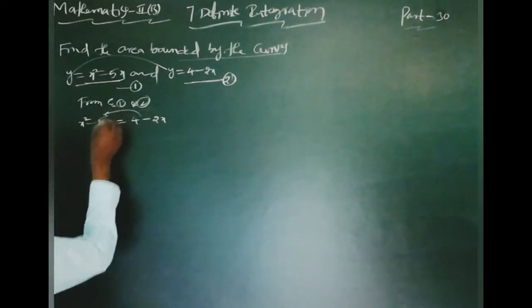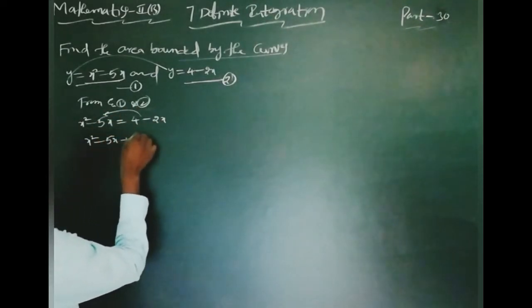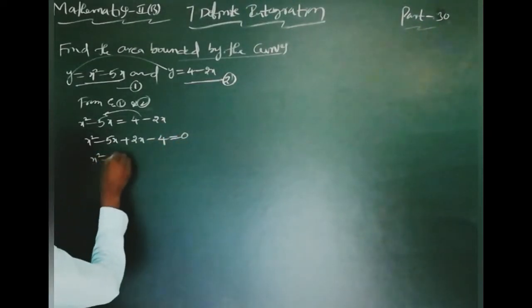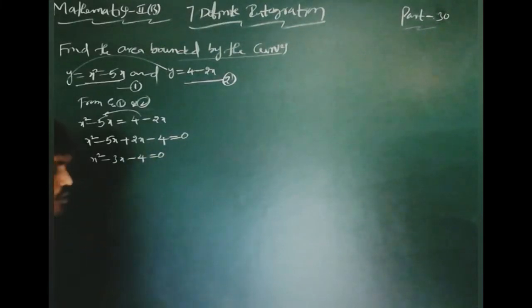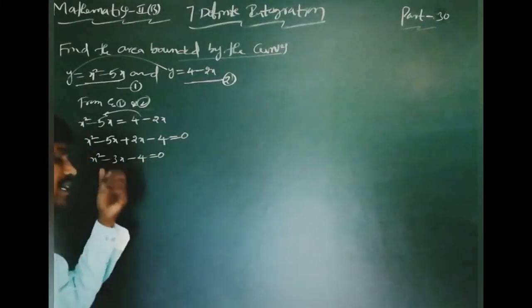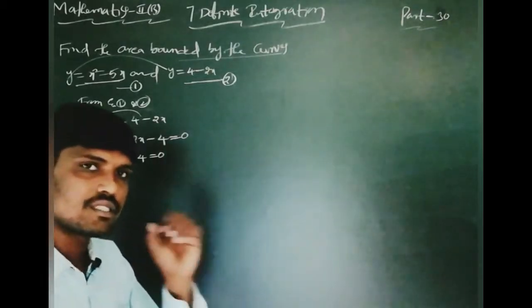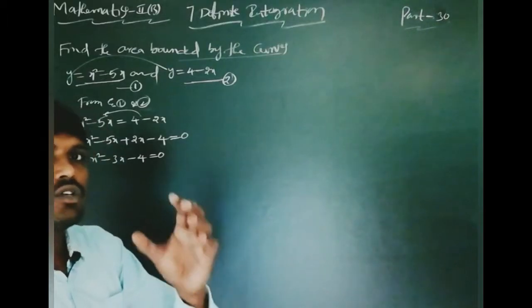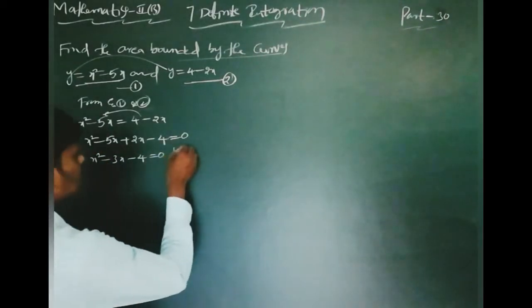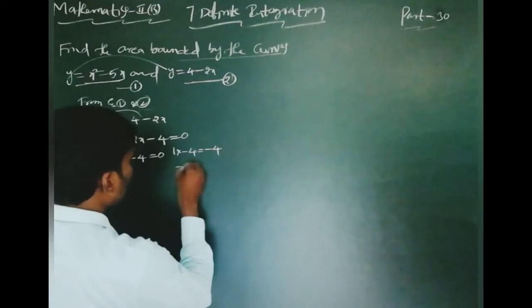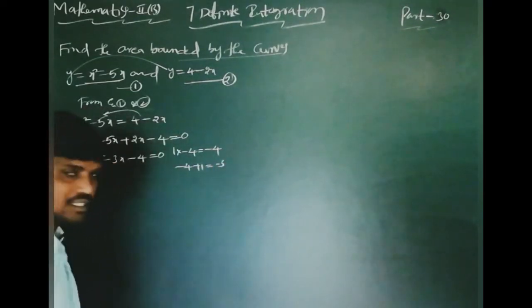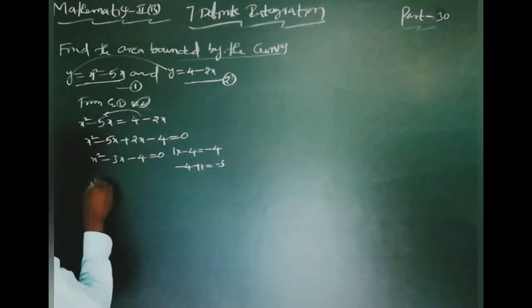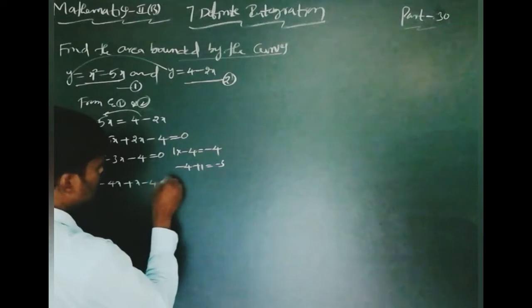After that simplify this one, x square minus 5x plus 2x minus 4 equal to 0. X square minus 3x minus 4 equal to 0. This is the quadratic equation in terms of x. This quadratic equation can be divided into factors form. 1 into minus 4 equal to minus 4, minus 4 plus 1 equal to minus 3. This one factor is minus 4, another one is plus x. X square minus 4x plus x minus 4 equal to 0.